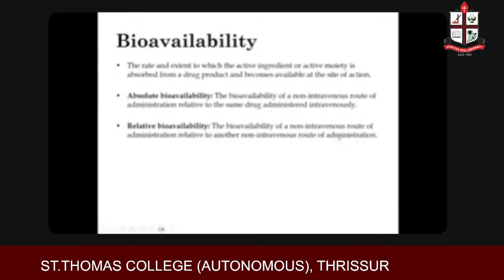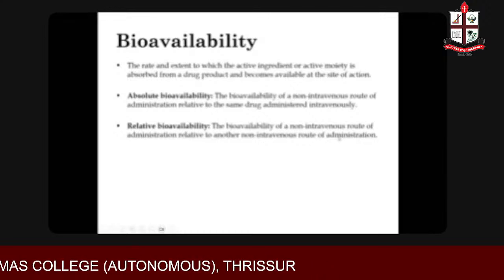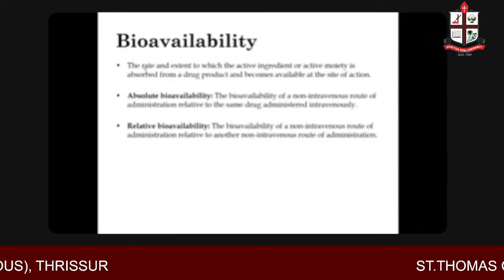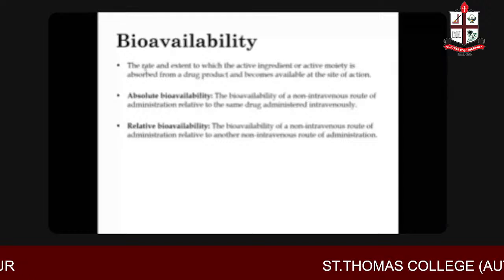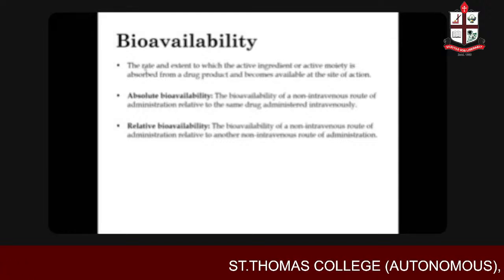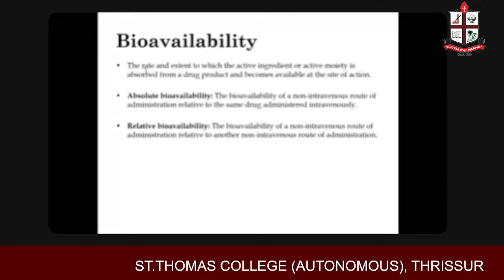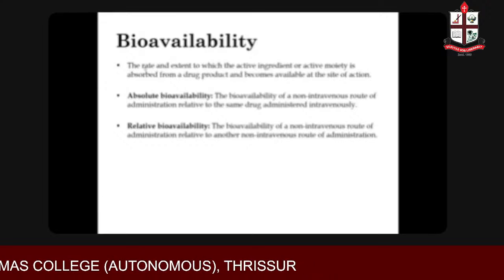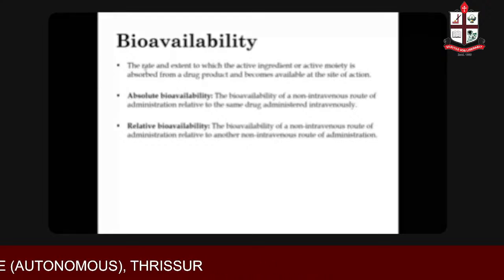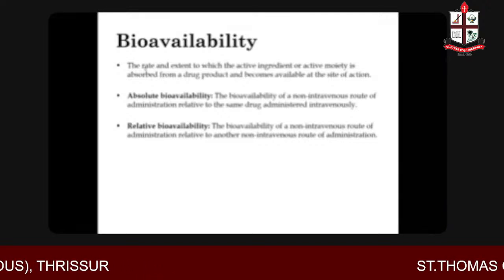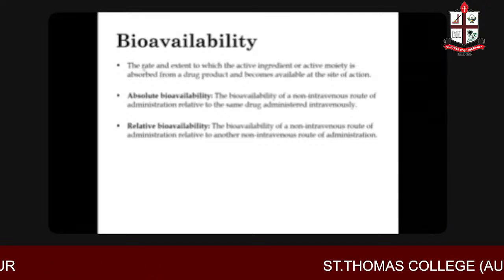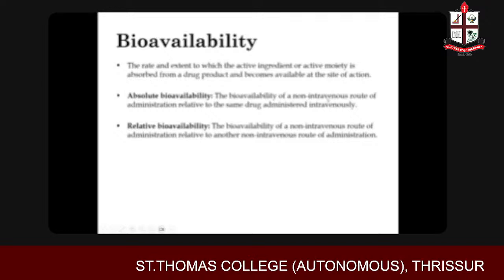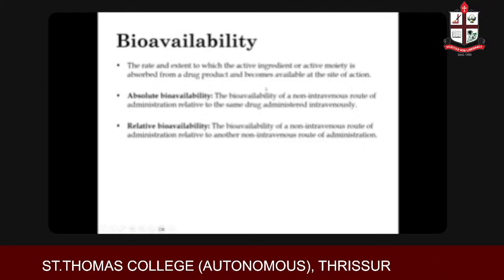And bioavailability, I have two more slides only, so I will complete fast. So the rate and the extent of the bioavailability means, see, for example, we are taking a drug, and at what time, for example, I'm having a headache. So here the drug, how much drug is available at the place of action, how much is there, how fast it is there. So that is called bioavailability. So how can that bioavailability be checked? For example, we can check non-intravenous and intravenous. That is called absolute bioavailability.